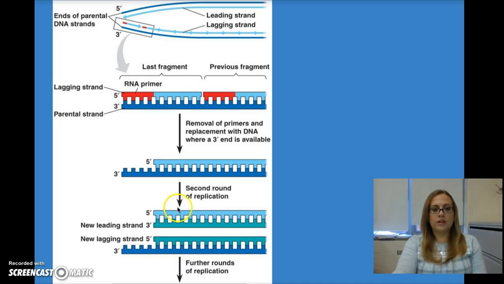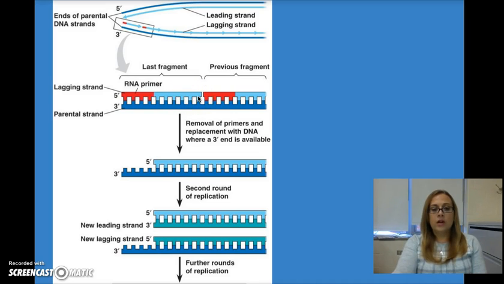So this is kind of an example. Here you have your parental strand of DNA, and here is your lagging strand that is being made. So the red areas are going to be your RNA primers. So this primer was laid down, and then the DNA nucleotides were added. Then this primer was laid down, and then these nucleotide bases were added as well.